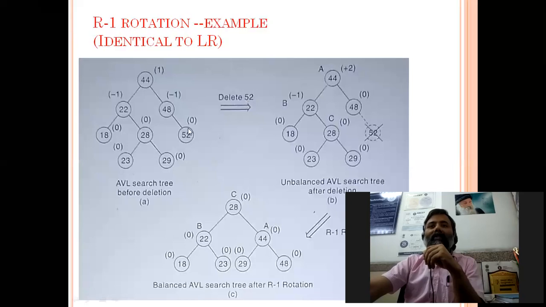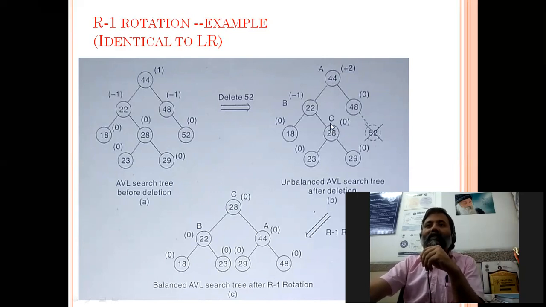Deleting 52, this one, after deletion, the balance factor is plus 2. Here, the balance factor of B is minus 1. So that's why R minus 1 rotation. So we will identify C also, and A. So C is the right child of B. Sorry, this C is the right subtree of B.